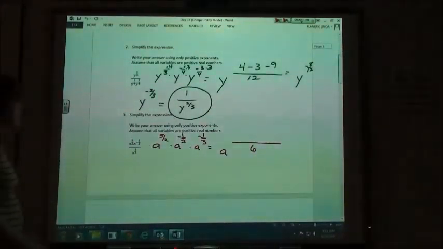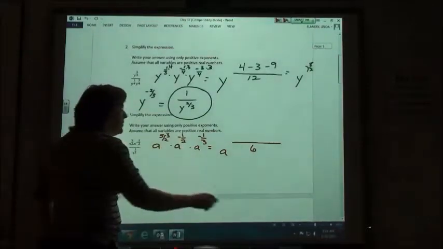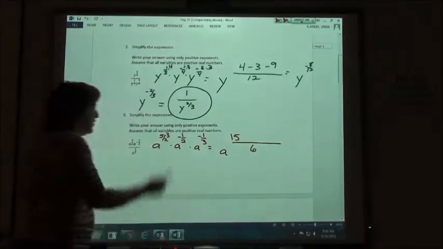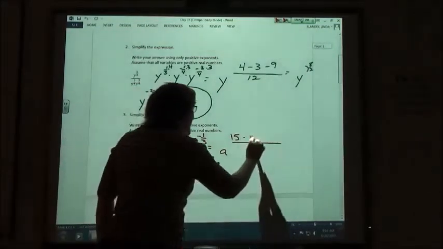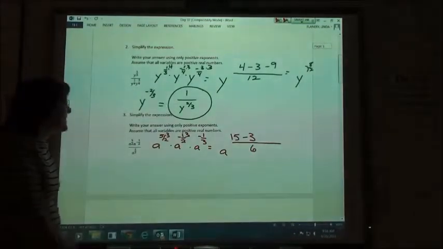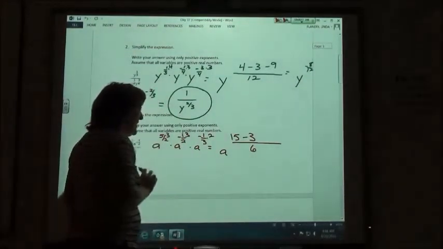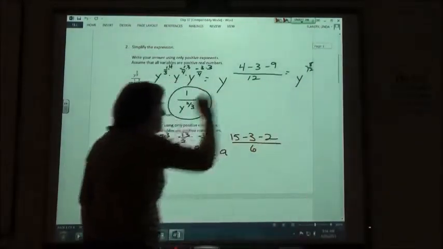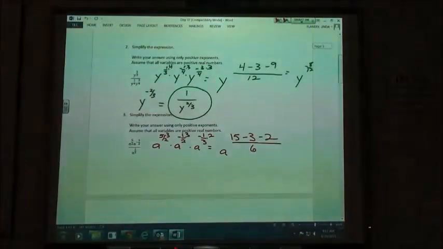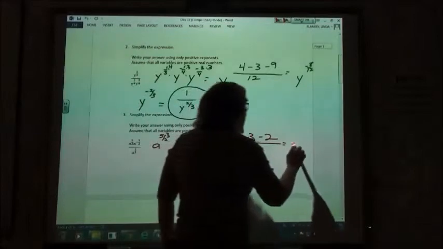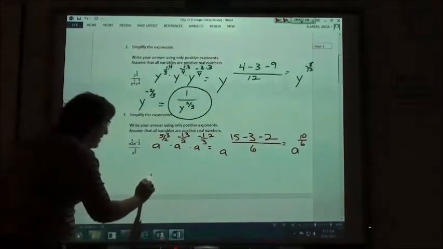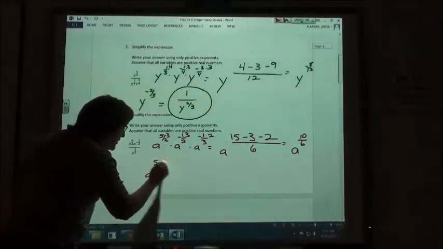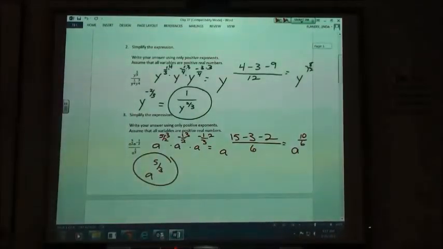2 goes into 6 3 times, 3 times 5, 15. 2 goes into 6 again 3 times, 3 times negative 3. And 3 goes into 6 2 times, 2 times negative 1 is negative 2. And so 15 minus 3 minus 2 gives me 10/6, which I can reduce down to 5/3. So a to the 5/3 is going to be my answer since it has a positive exponent.